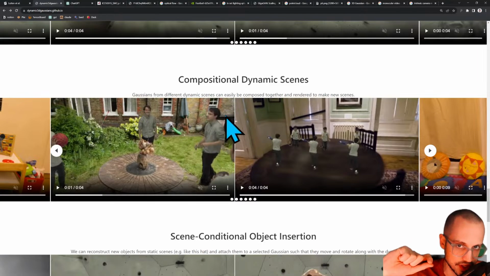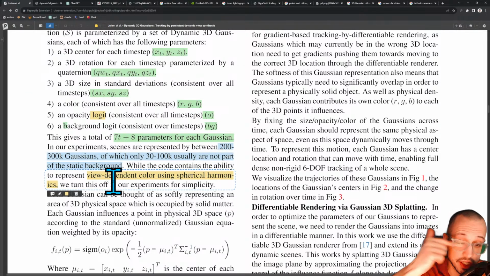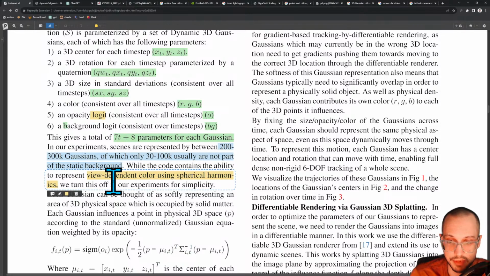Which would allow you to say, okay, well, this Gaussian here, when I look at it from this point of view, the light would make it look like this. And when I look at it from this other point of view, the light is going to make it look like that, and so on. But here they're just going to get rid of it because it's a bunch of extra stuff that they don't really care about for this paper.